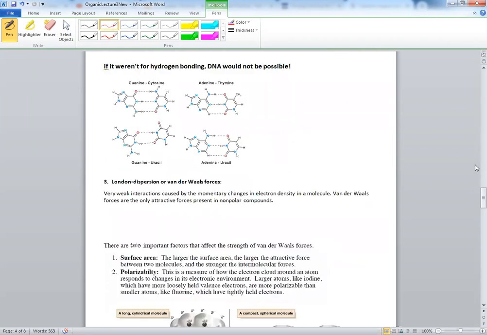You know how important this is. If it weren't for hydrogen bonding, DNA would not be possible. Again, this is what's holding the double helix together, right? If you remember that, that's what holds it together.